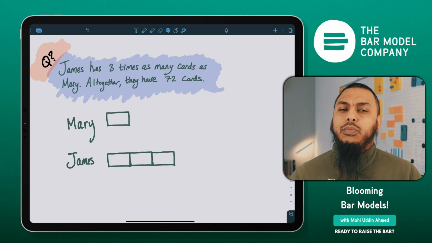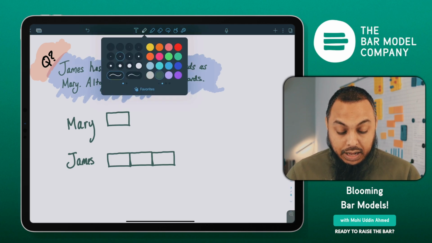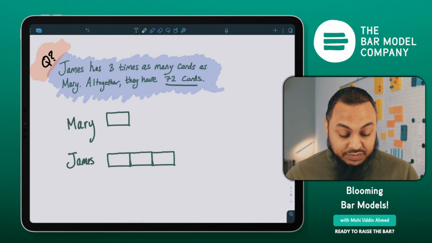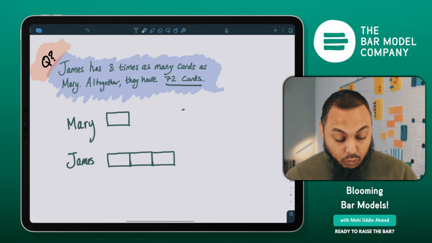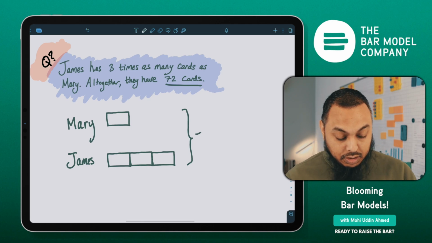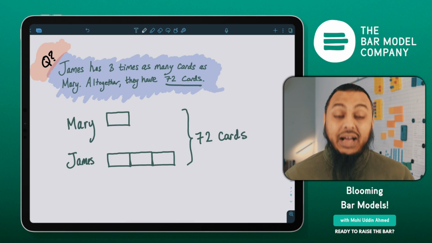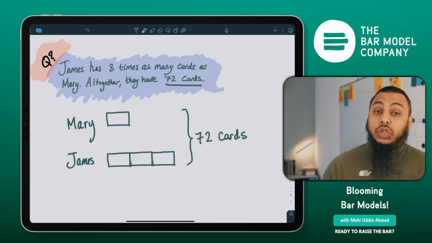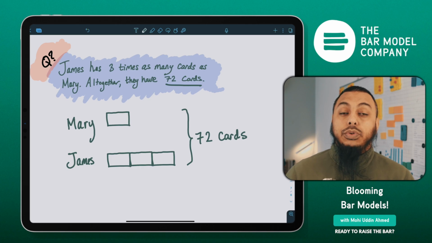What else do we know? What has the question told us? I can see that they've got 72 cards altogether. So all of these bars that are represented here for Mary and James represent 72 cards. And that's how we represent this question using the bar model approach.